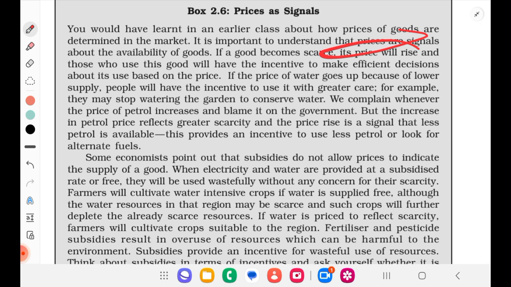If the price of water goes up because of lower supply, people will have the incentive to use it with greater care. For example, they may stop watering the garden to conserve water. We complain whenever the price of petrol increases and blame it on the government. But the increase in the petrol price reflects greater scarcity, and the price rise is a signal that less petrol is available. This provides an incentive to use less petrol or look for alternative fuel.